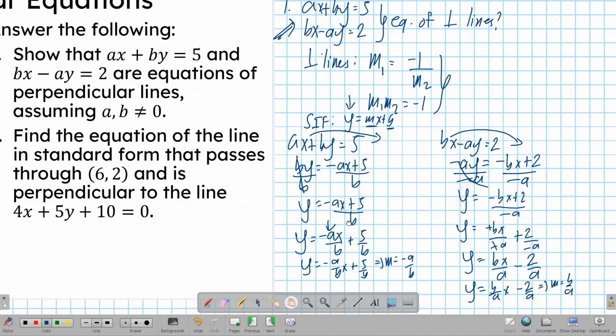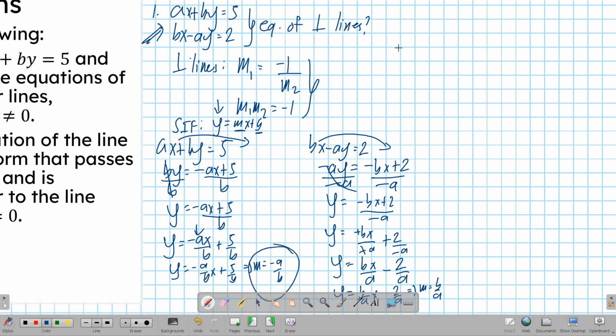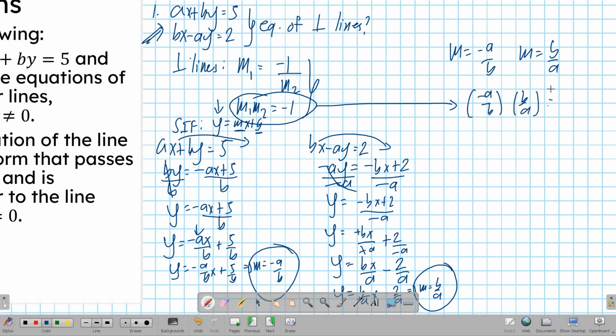Now, since we have this slope, the slope of the first line is equal to negative a over b, and the slope of the second line is b over a. The question now is, mas madali atang gamitin to. So, the question now is negative a over b times b over a equal to negative 1? If it is, then perpendicular itong dalawang lines na to. So, if we're going to multiply this, makakancel to, we're going to have negative 1. And that's equal to negative 1.